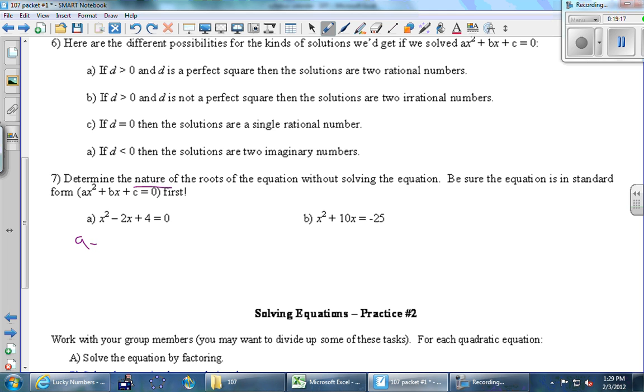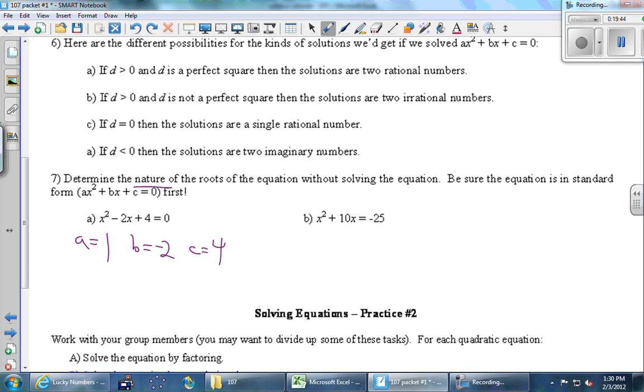So we need to figure out what A and B and C are. And remember, those are just the coefficients of the x squared and the x and the constant in that order. So how much is A? It's 1. Somebody else, how much is B? -2. And somebody else, C? It's 4. Are there any questions on identifying A, B, and C? Because we can't do anything until we have A, B, and C.